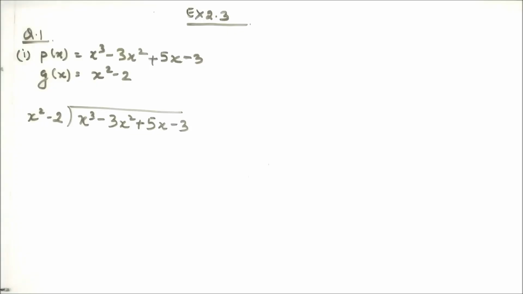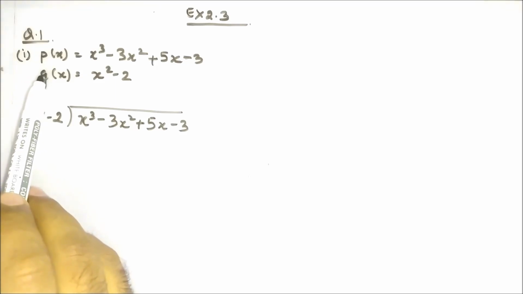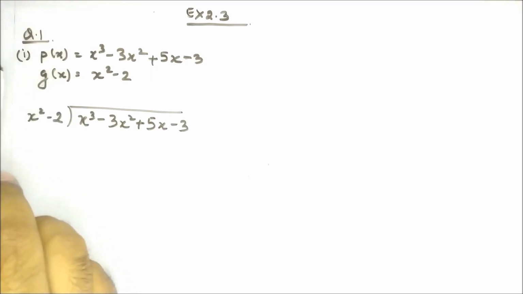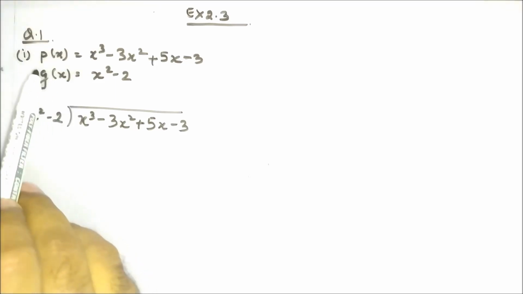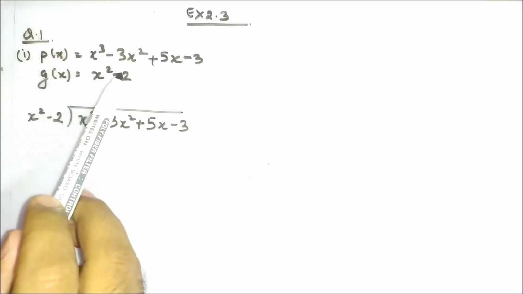Let us start with exercise 2.3. 2.3 plays a very important role in board exam, as far as this polynomial is concerned. Question number 1 says you have to divide the polynomial px by the polynomial gx and you have to find the quotient and remainder. Both the polynomials are given here. You have three parts in it. I'm just taking first part for now. So you have both the polynomials mentioned here.